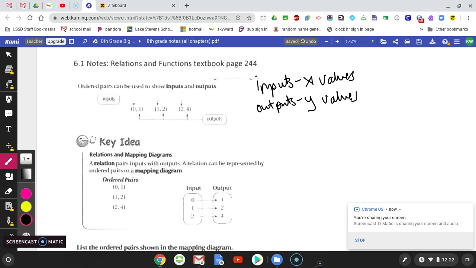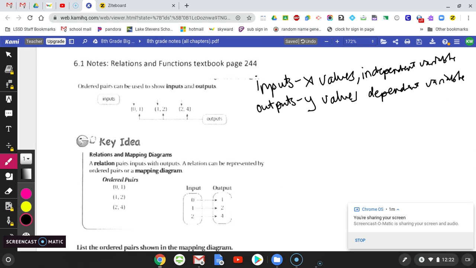If you're thinking about science, you've probably heard inputs and outputs before. In terms of the input, it is your independent variable, and your output is your dependent variable. It's the one that depends on the other one. If you haven't heard those terms before, that's just more terminology that means the same thing. So those are synonyms with each other.